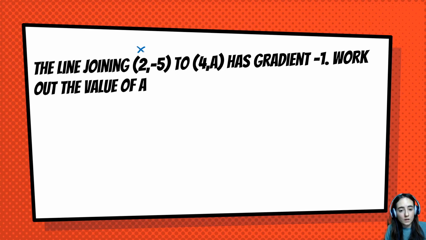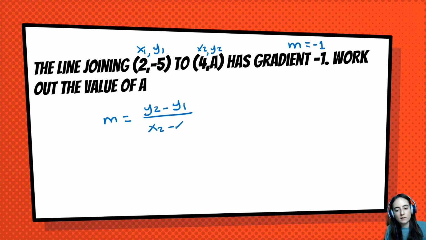Label things. x1, y1, x2, y2. The gradient is minus 1. That means that your gradient is minus 1. It is what it is. So what's our gradient? How do we label it? With an m. So m equals minus 1. Then what's the next thing that we know? Then we know the formula. So m equals y2 minus y1 over x2 minus x1. So let's start again one step at a time and substitute.